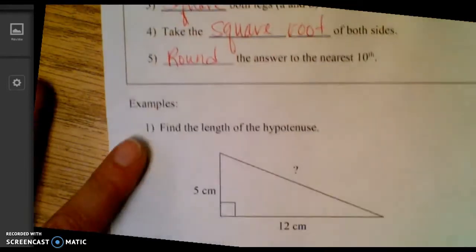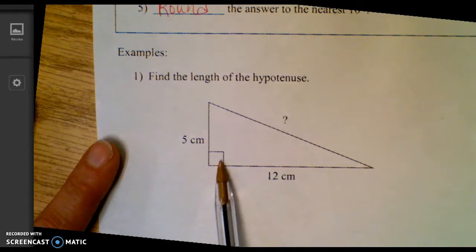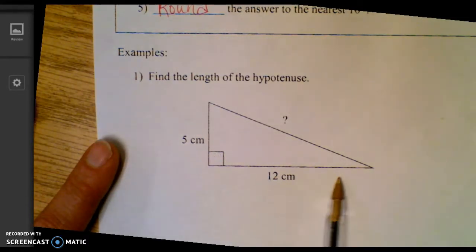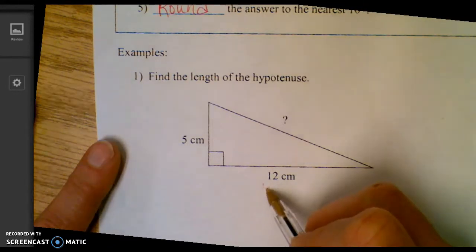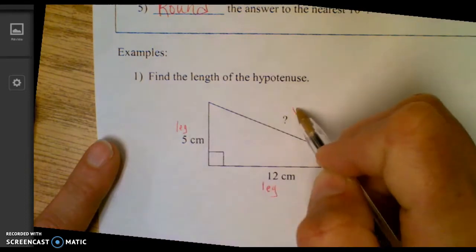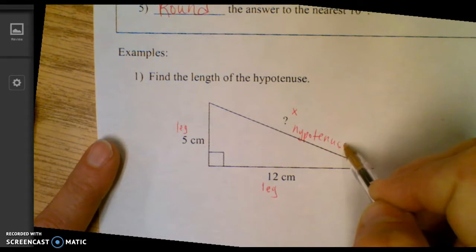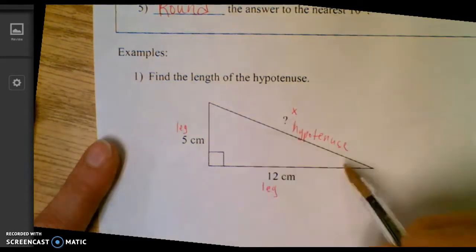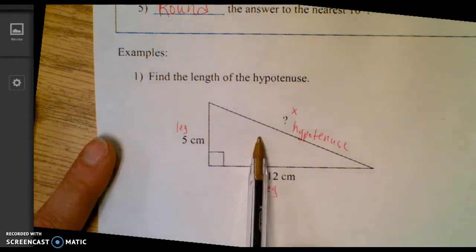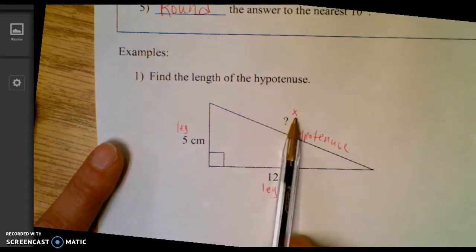So what we have here is our first example. As you can see, we do have a right triangle. One of our legs is 5. One of our legs is 12. So it's a good idea to label what you've been given and label what you have missing. We're going to use x to represent this hypotenuse. Hypotenuse, remember, is always the longest side connecting the two legs. It's also always across from the right angle. So if we have to find this measurement and it's unknown, we could use the variable x.